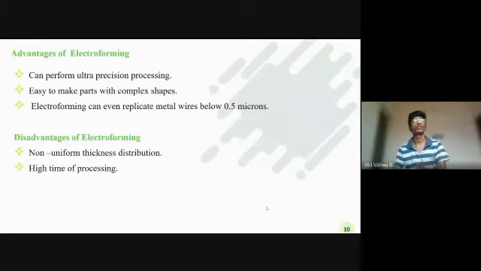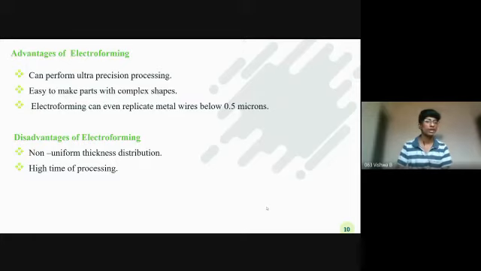So we will see about the advantages. It has ultra precision processing. It is easy to make parts with complex shapes. The electroforming can even replicate metal wires below 0.5 microns. It is very sensitive, so even metal wires below 0.5 microns also get duplicated. So it is one of the most important processes in additive manufacturing techniques.